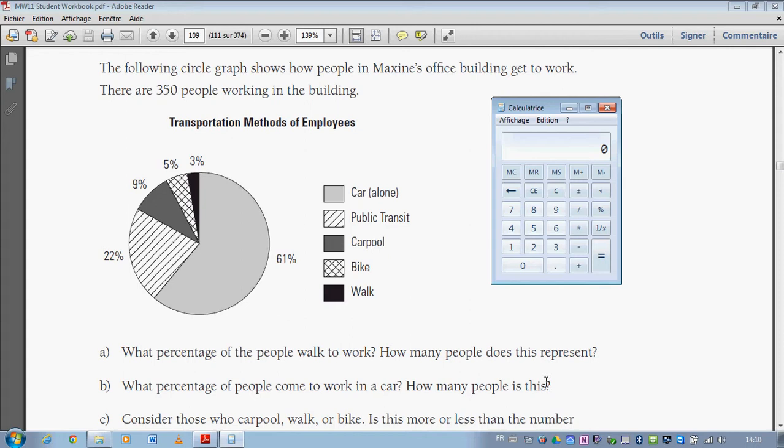And how many people is this? So you've got to figure out what is 70% of 350. So once again, taking a look at the calculator, you take that 70% and you divide it by 100 to change it into its decimal format, which is 0.7. Once you've done this, you now take this 0.7, which is 70% as a decimal, and you multiply it by 350, which is the total number of people working in this building. You get 245 people. So 245 people get to work by either carpooling or by driving alone.